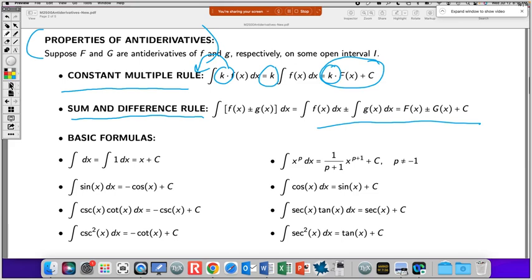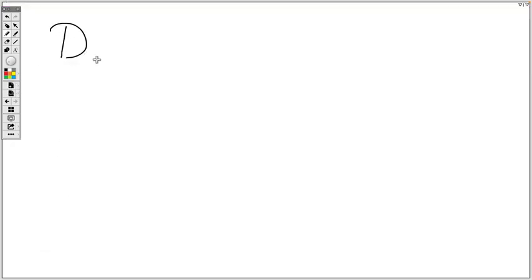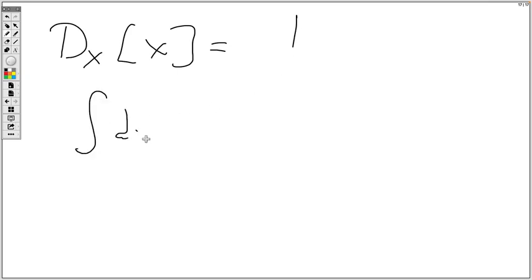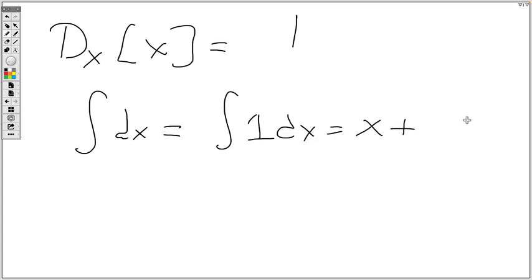All right, let's talk about some basic formulas. What's the derivative of x? 1. So the integral of dx, which really means 1 dx, is going to be what? x plus, of course, a c.